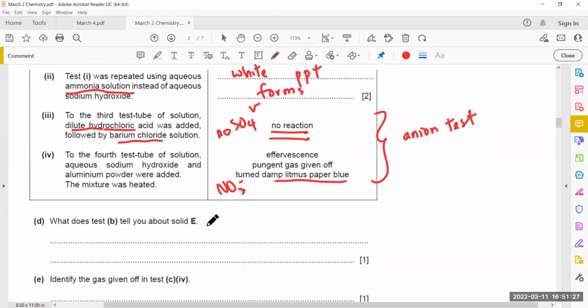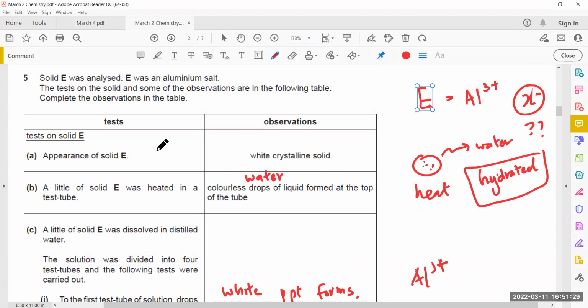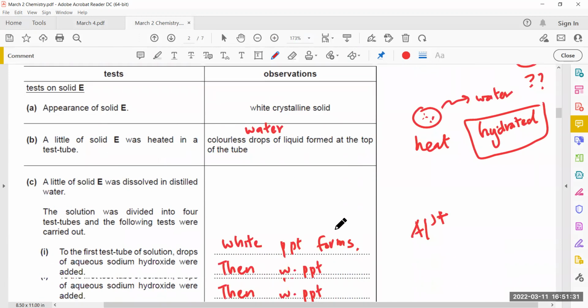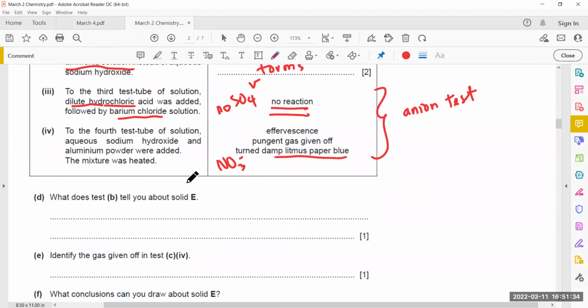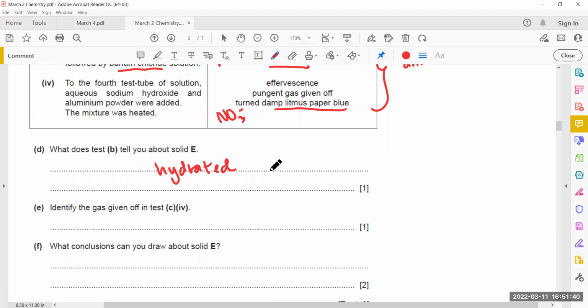Okay. So what does test B tell you? Test B says there is water. So what does test B tell you? Hydrated, 1 mark. Okay. Hydrated salt. Identify the gas given off in C4. This gas turns damp red litmus paper blue: ammonia gas.